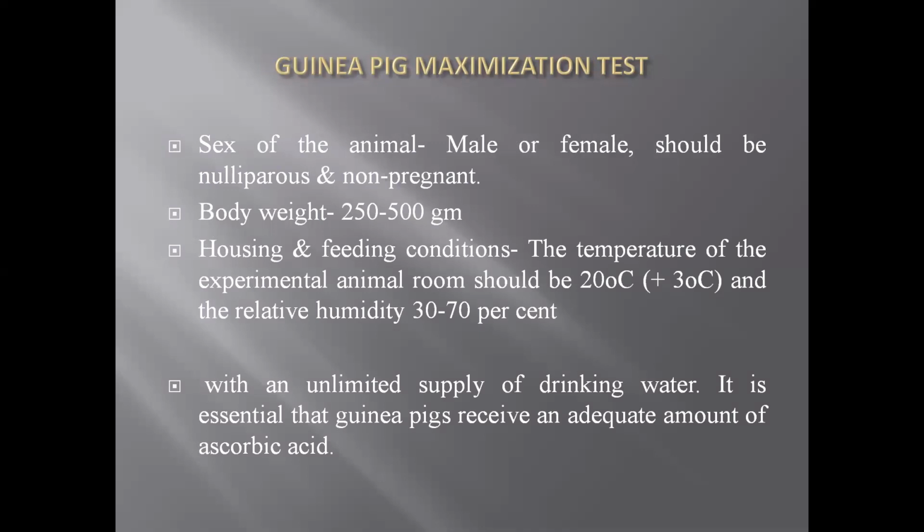Now coming to details of the guinea pig maximization test. So first, sex of the animals. Here we can use male or female animals, but if we are using females, they should be non-pregnant, and the body weight of the animal should be between 250 to 500 gram.